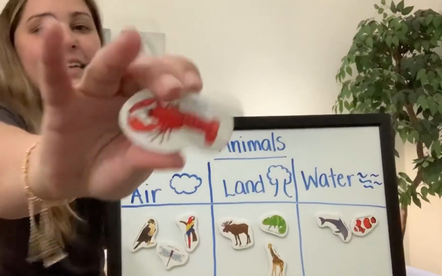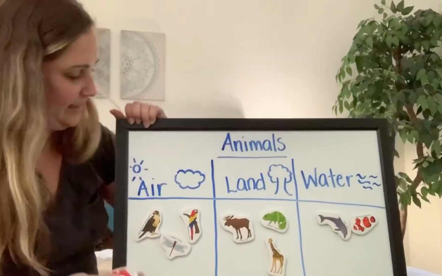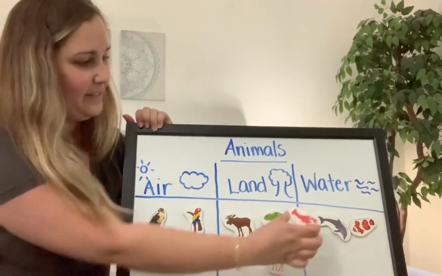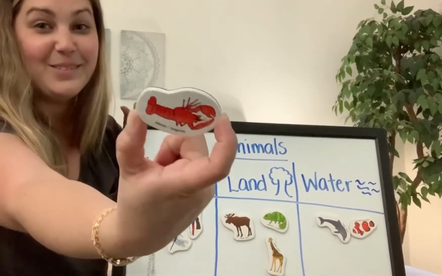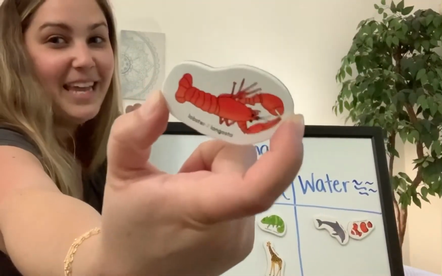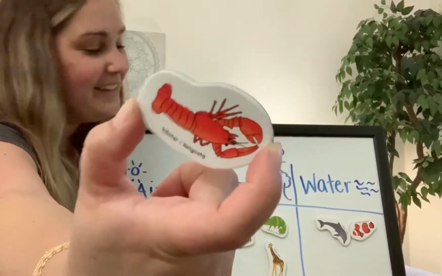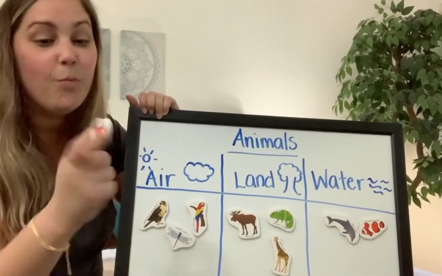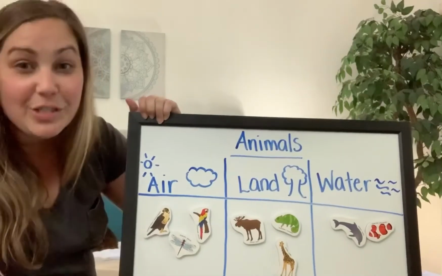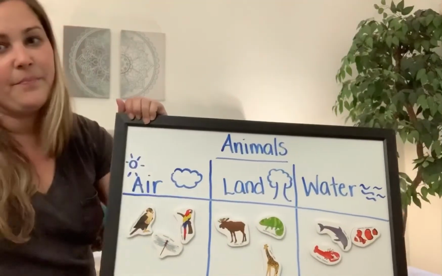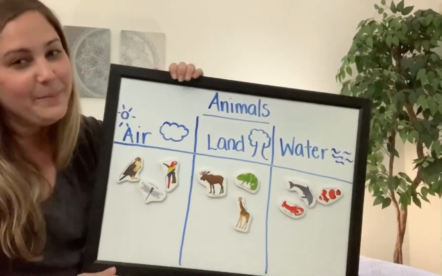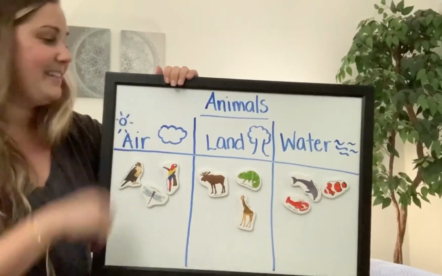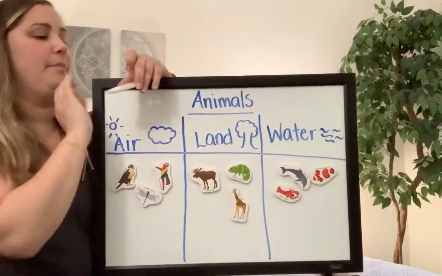What about a lobster? Where do you find lobster? Do you find lobster in the air, on land, or in the water? This one's tricky, because with lobsters, you can't really see their fin too much, or little tail that they can get around, but lobsters walk on the bottom of the ocean. So you find lobsters in the water. You don't necessarily see them swimming. They live on the bottom of the water. Silly, huh?